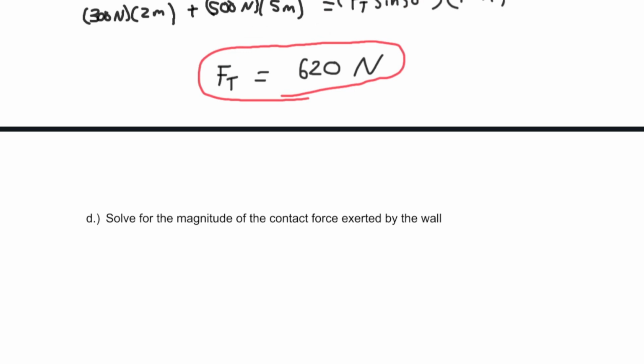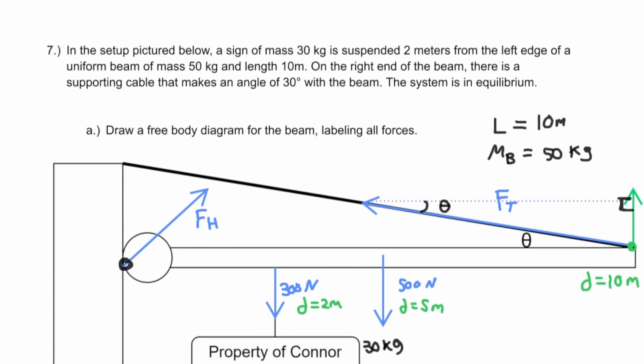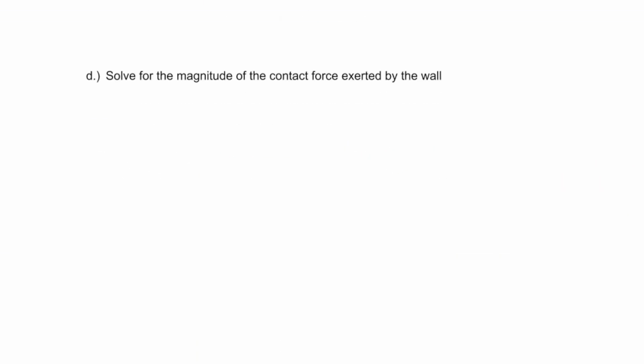All right, now you know what was coming. Solve for the magnitude of the contact force. So now we know everything except the contact force, because we knew the weight of the sign. We knew the weight of the beam. And now we even know the tension. So now we just balance forces out.